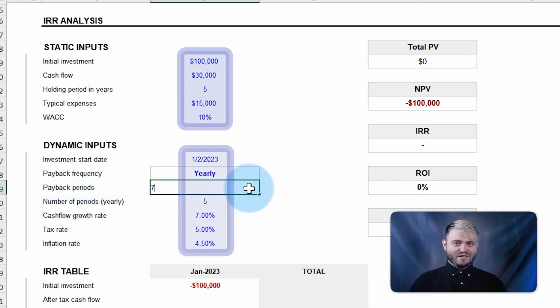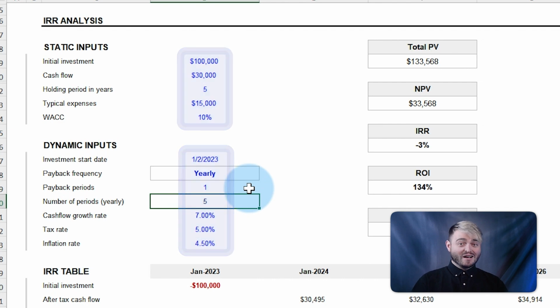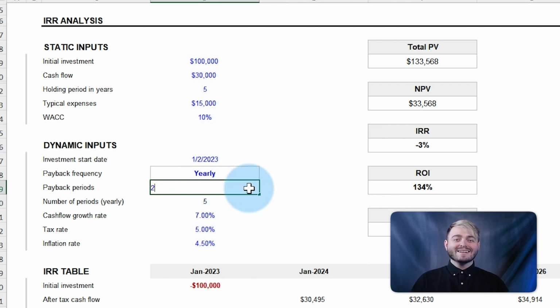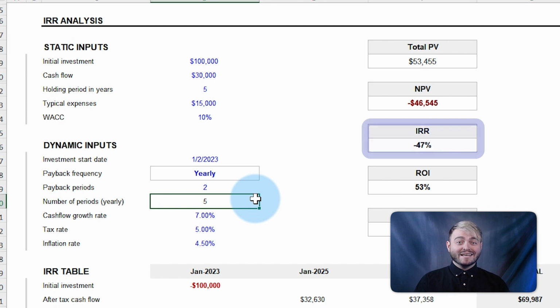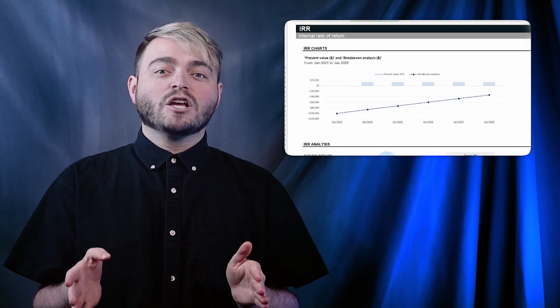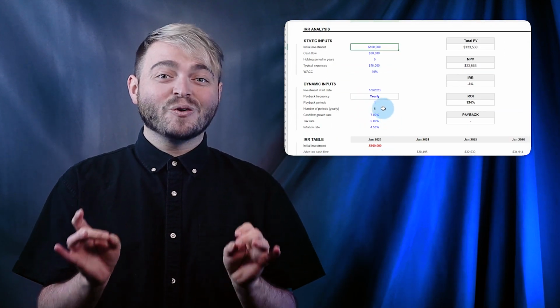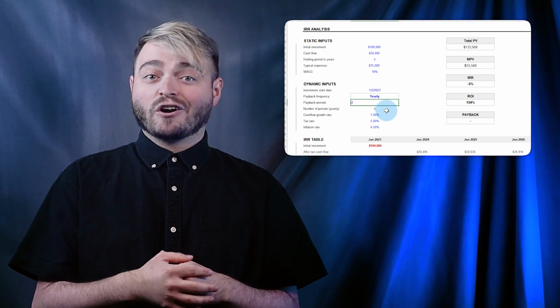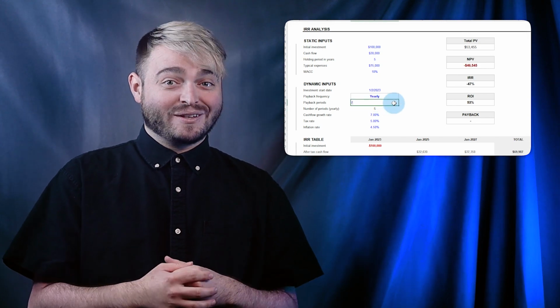Customize the blue input fields to match your project's specific costs and revenues, and the template will automatically calculate the IRR. Use IRR to compare projects with similar risks or to evaluate a project's performance with a single metric, as a higher IRR indicates better profitability.